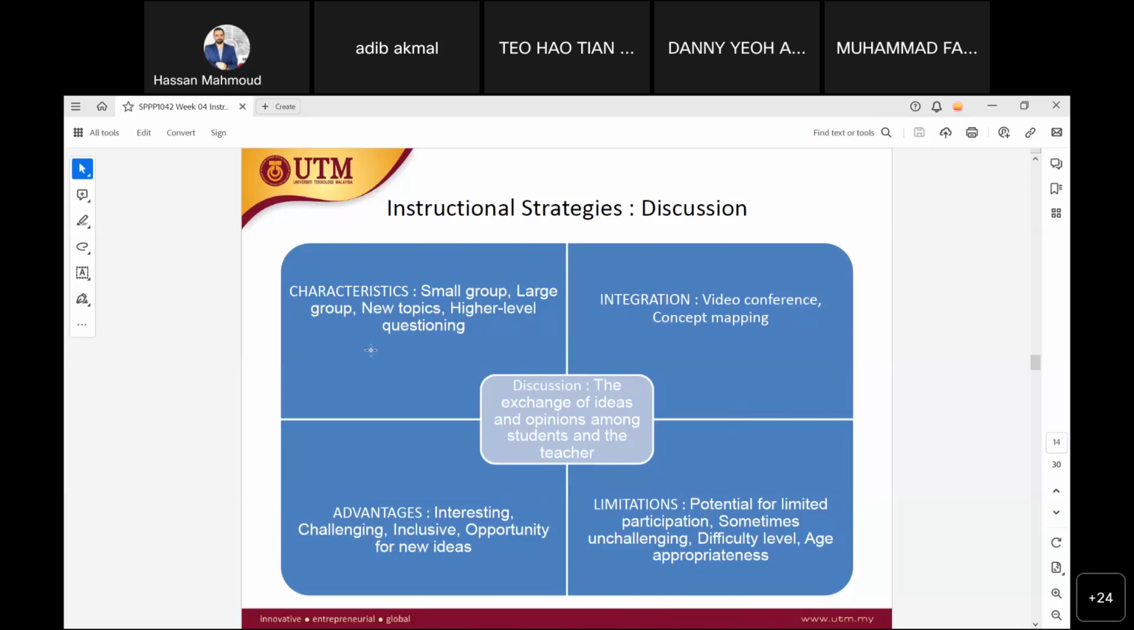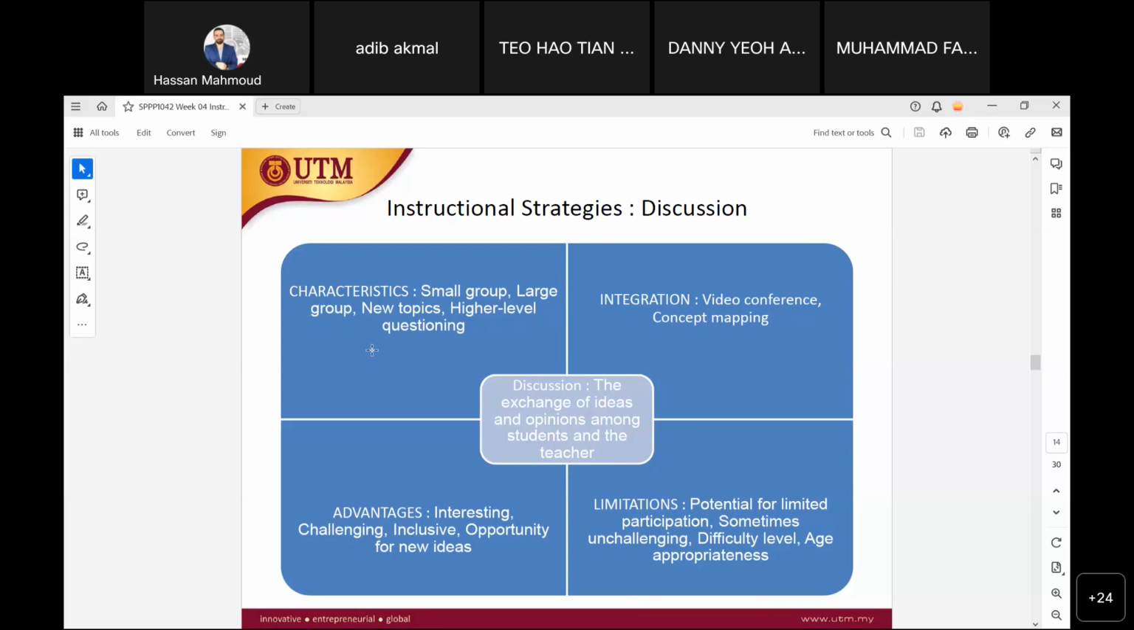It could expose new topics, higher level questioning, because when you open up the door for your students to ask questions, you need to be prepared, right? You need to be prepared. They might ask something out of the box, so you need to be prepared. What you could integrate is video conference, concept mapping, and stuff like that. And the advantages is very interesting, challenging, and so on.